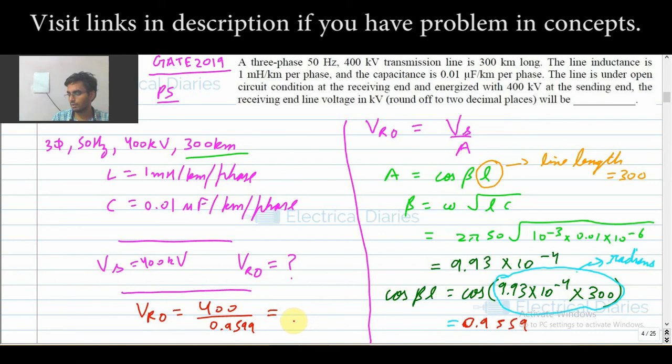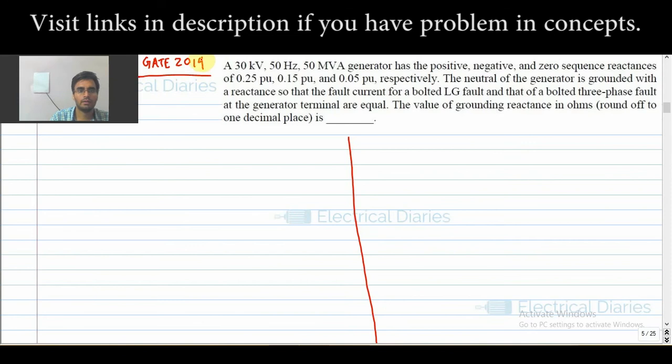So it will come out to be 418.44 kV. Okay, so this is the answer, 418.44 kV. So that is how you have to approach such questions. So GATE 2019 power system questions we are doing.